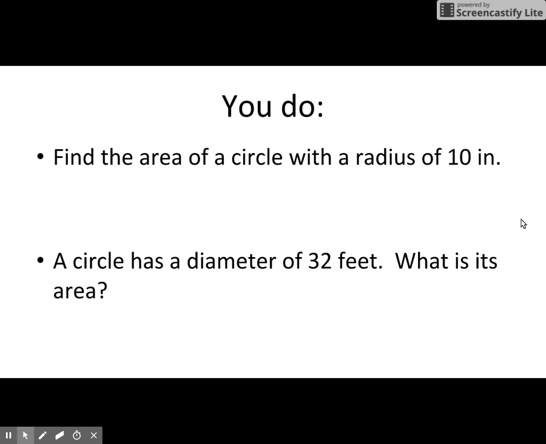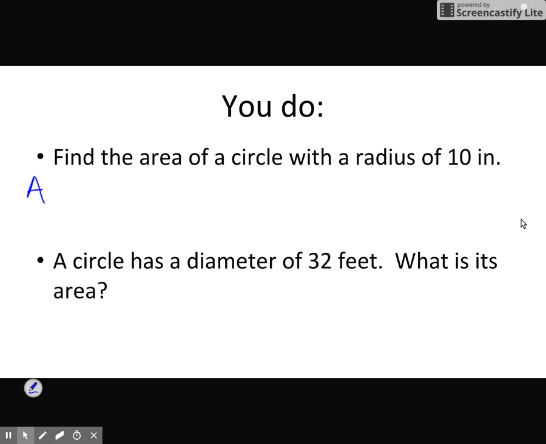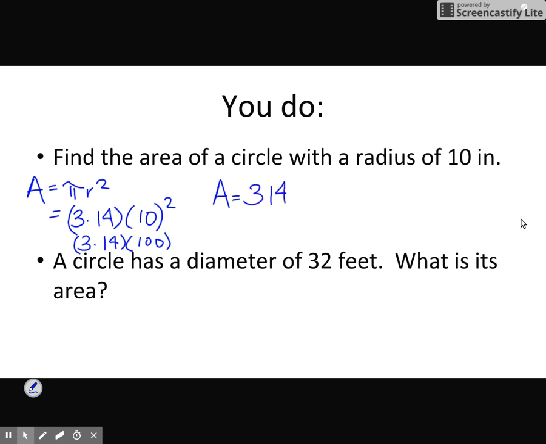Now, you are asked to find the area of a circle with a radius of 10 inches. Once again, area equals pi r squared equals 3.14 times 10 squared, which is 3.14 times 100. When you solve that out, A equals 314 inches squared.